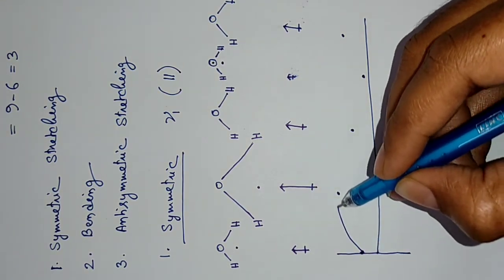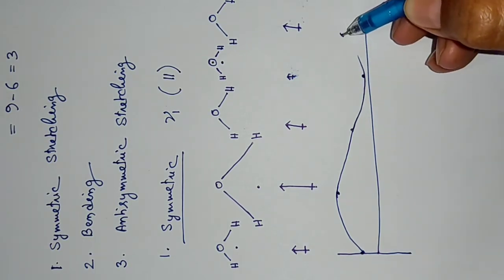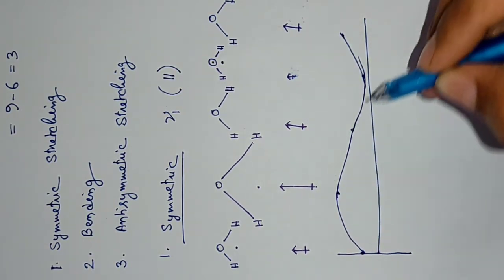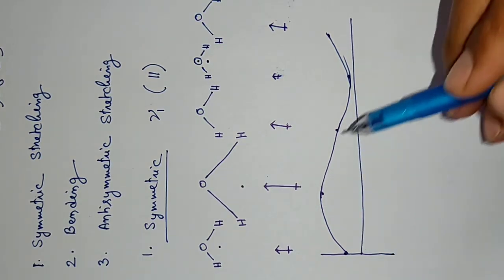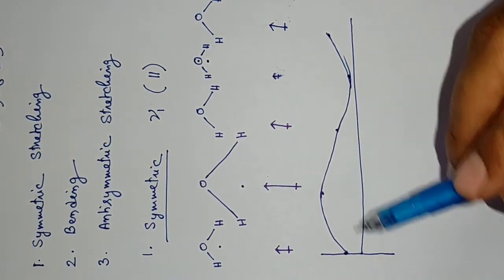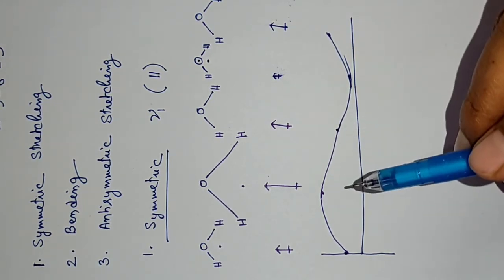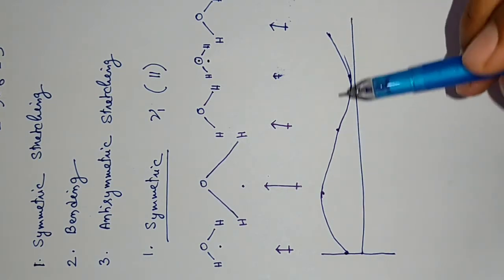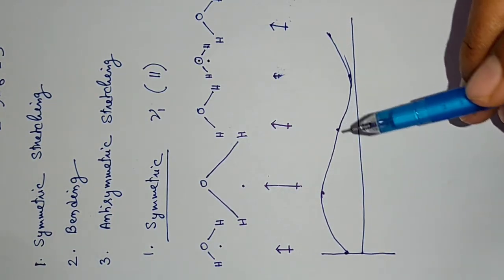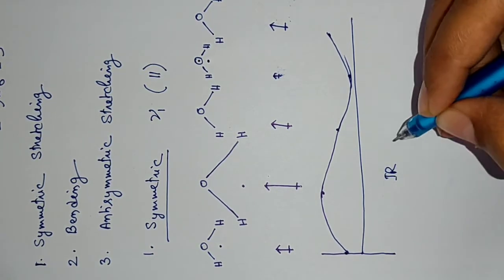So see, there is an oscillation in the dipole moment. The oscillation looks ugly because of my bad drawing. It is not the case that it is not smooth. It will be smooth. Now since we have an oscillation in the dipole moment, it will be IR active. So the symmetric vibration of water is IR active.